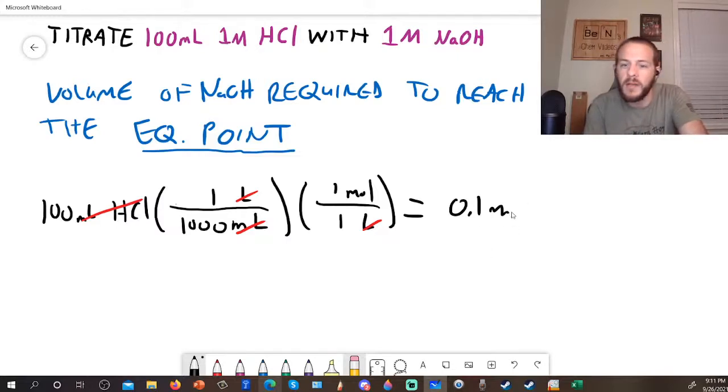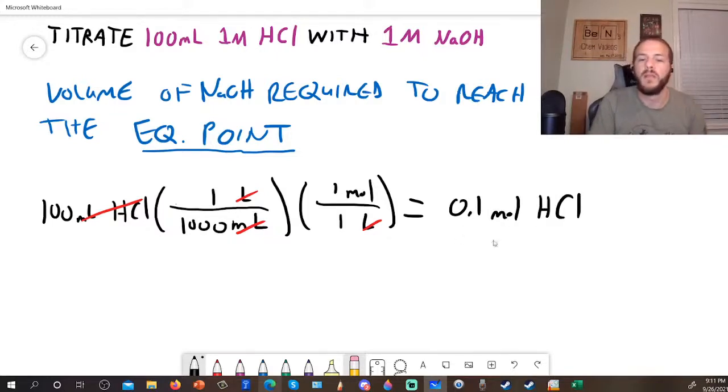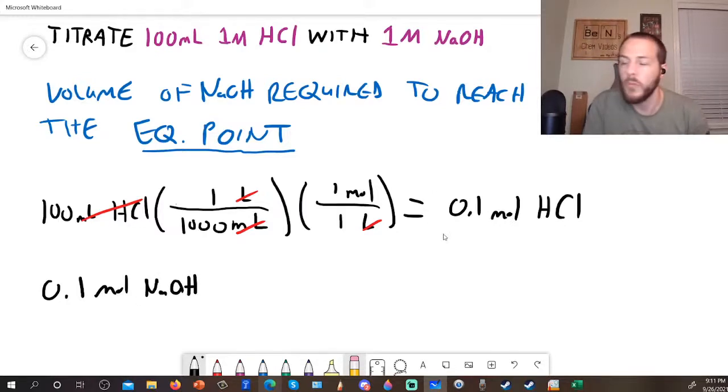Try that again. That's a weird looking M. 0.1 moles of HCl, right? So if we have 0.1 moles of HCl, and the equivalence point is the point at which the number of moles of base is equal to the number of moles of acid, that means that we're going to need 0.1 moles of sodium hydroxide, right? Because that's equal to 0.1 moles of hydrochloric acid. You understand, right? So that's how much we need.